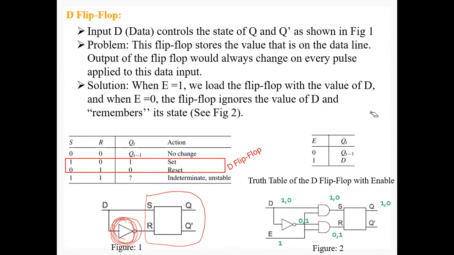Now let's see how the D flip-flop works. What is our goal? Our goal is to exclude 0, 1 and 1, right? We want to exclude this one. So when D is 0, S is 0, R is 1. When D is 1, on the other hand, this is 1 and this is 0. You will never get 1 and 0.